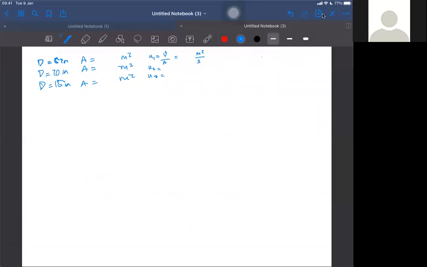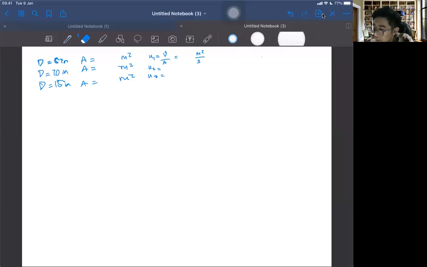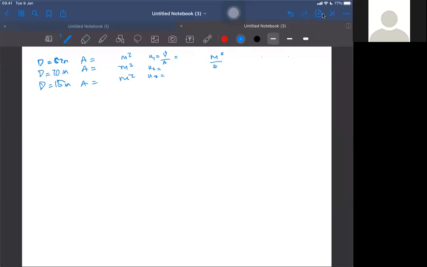For the inches, you also change it to meters, right, sir? Yes. Change inches into meters and then convert it into area. So the unit will be square meters, and then the velocity is in meters per second.